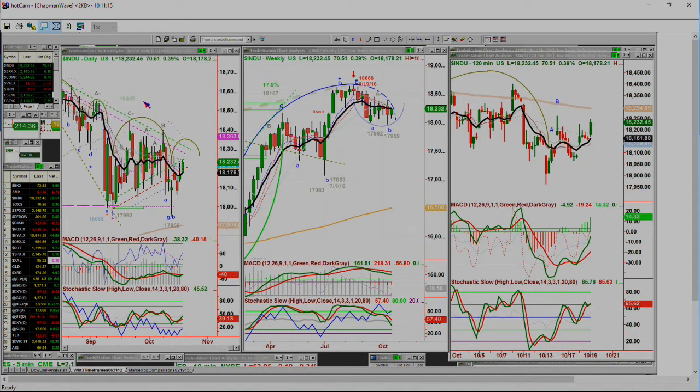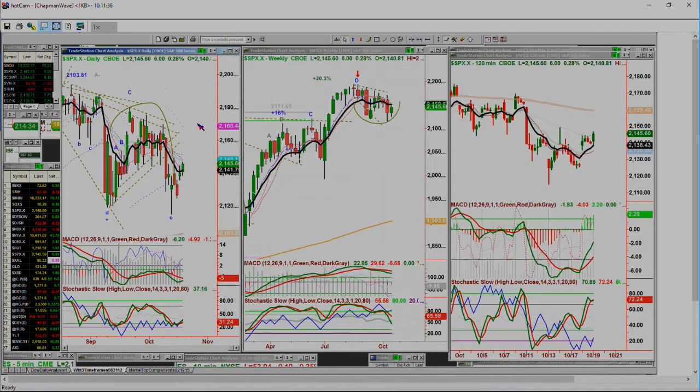You close above that, you're probably going to tackle 18,449 very quickly, starting a very big move to the upside. Those are the parameters. If by Friday it starts to move down, you're testing the 18,120, 18,100 level, then we're making that arch formation.